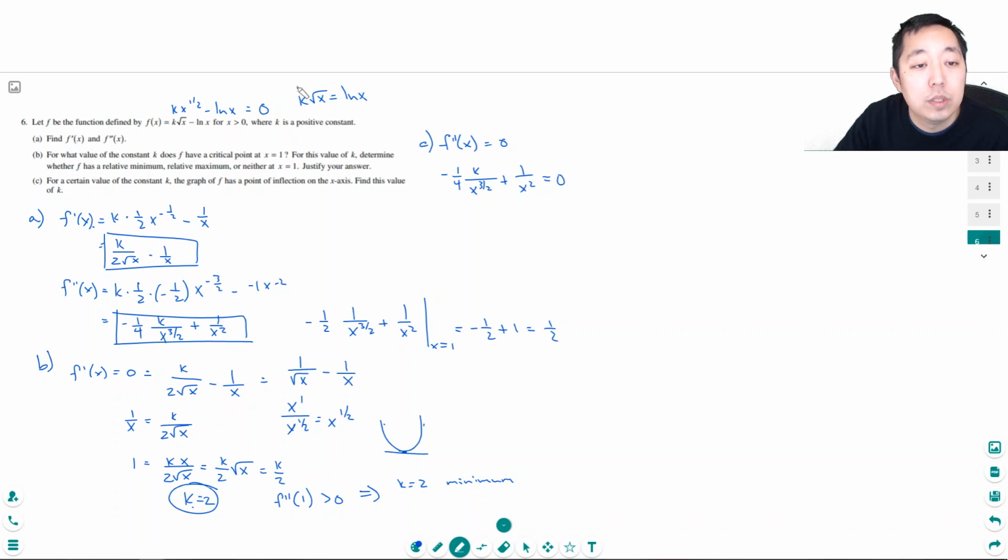I can't actually solve that. Interesting. Well, let's just try to solve this and see what happens. I could multiply through by x squared to get rid of everything in the denominator. K root x plus 1 equals 0. So that means 1 fourth k root x equals 1, so k root x has to equal 4.